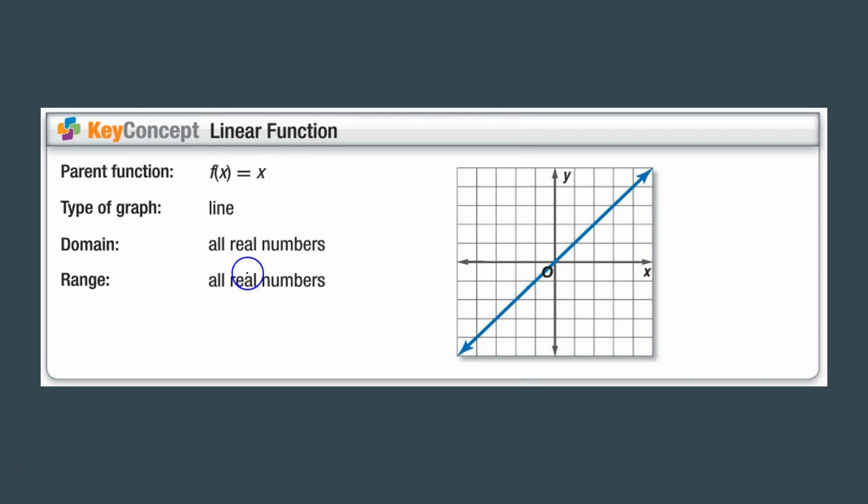And our domain is going to be all real numbers, and our range is also going to be all real numbers. Remember, domain is your x's, and your range is your y's. There is no limit to the x's and the y's. That's why it's all real numbers. But if there was, that's when we change it.